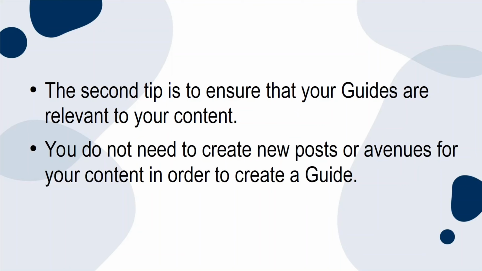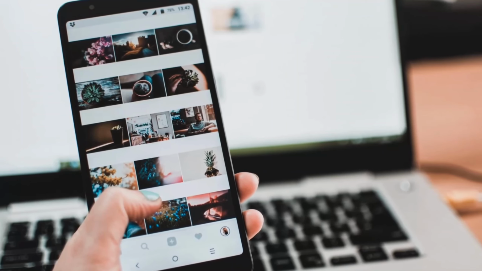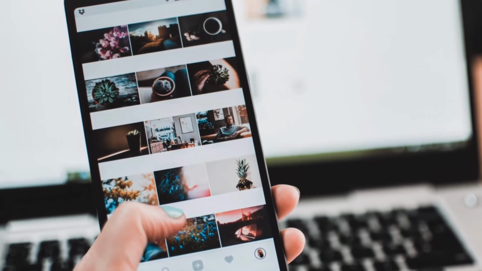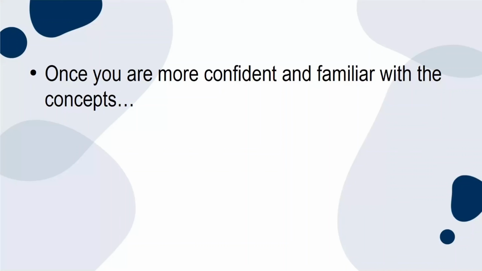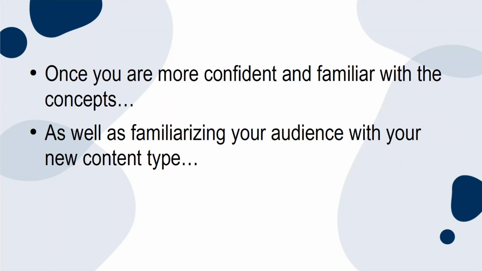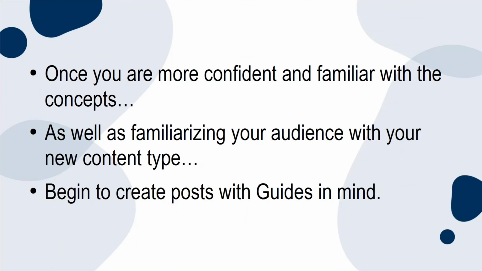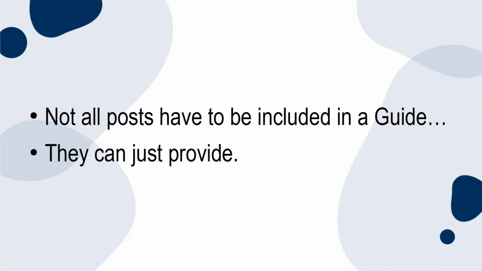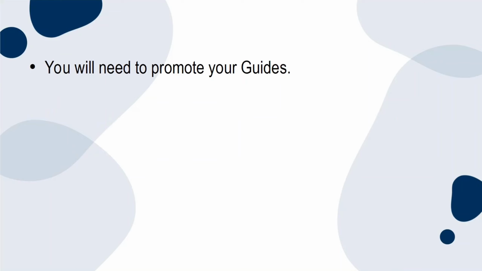The second tip is to ensure that your guides are relevant to your content. You do not need to create new posts or avenues for your content in order to create a guide. First, you should use and expand on the content you already have. Collate similar posts into useful resources in a guide. Once you are more confident and familiar with the concepts, as well as familiarizing your audience with your new content type, begin to create posts with guides in mind. Not all posts have to be included in a guide. They can just provide.